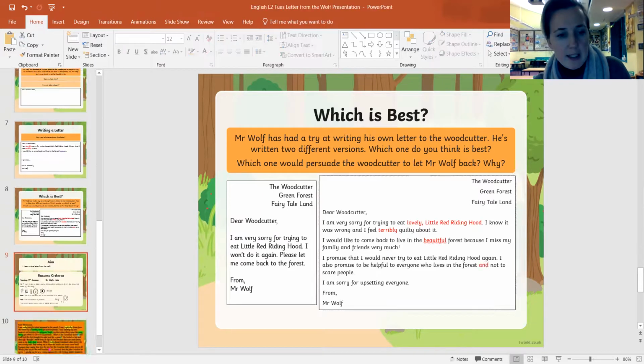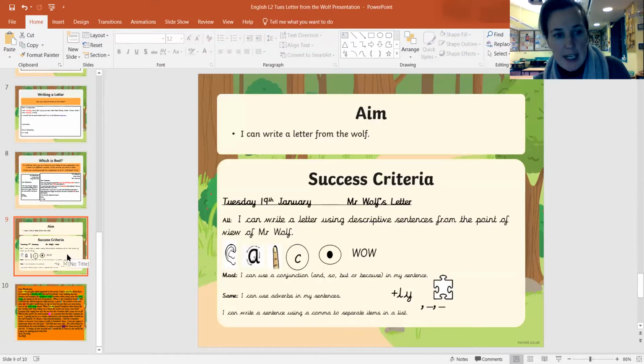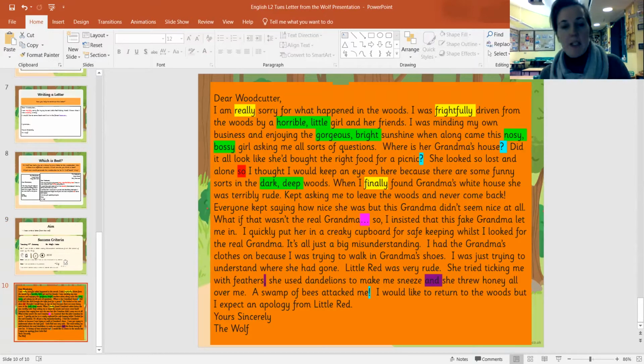So if we go back to the success criteria, like I've put it here, I've tried to write another one that starts to use some more of these down here to make it a higher level piece of writing. So, Dear Mr. Woodcutter, I am really sorry for what happened in the woods. I was frightfully driven from the woods by a horrible little girl and her friends. I was minding my own business and enjoying the gorgeous bright sunshine when along came this nosy bossy girl asking me all sorts of questions.